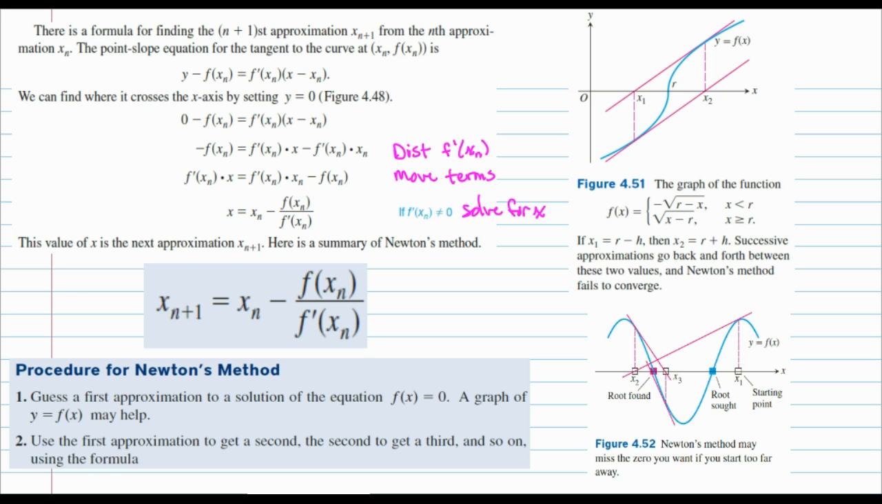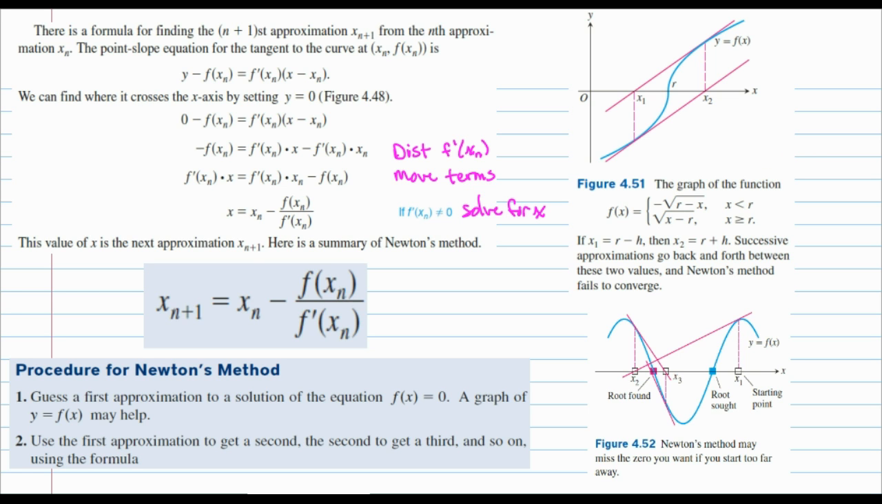Now, there are two situations where Newton's method does fail. If we have the graph of a piecewise function, negative square root of r minus x, and then square root of x minus r, so this function here, your approximations will actually bounce between x1 and x2, and this is just one example of when this may happen. So if your approximations are bouncing between two values, Newton's method will fail to converge there, and you won't be able to find the zero using Newton's method.